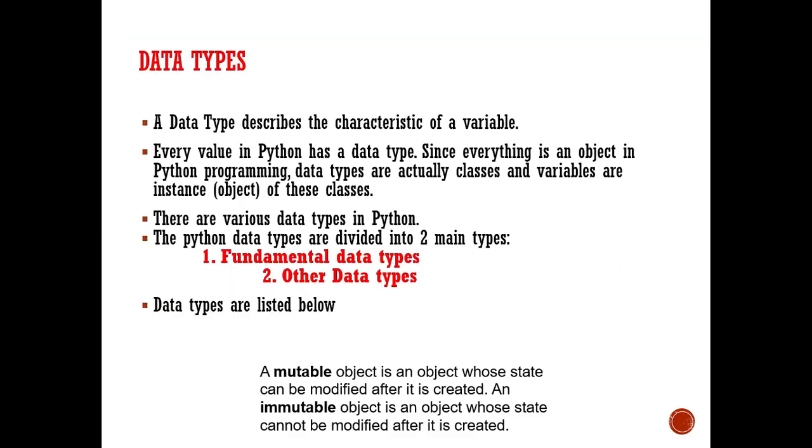Next, data types. A data type describes the characteristics of variables. Every value in Python has a data type. Since everything is an object in Python programming, data types are actually classes and variables are instances or objects of these classes. There are various data types in Python. The Python data types are divided into two types: one is fundamental data types and the second is other data types. The data types are listed below.